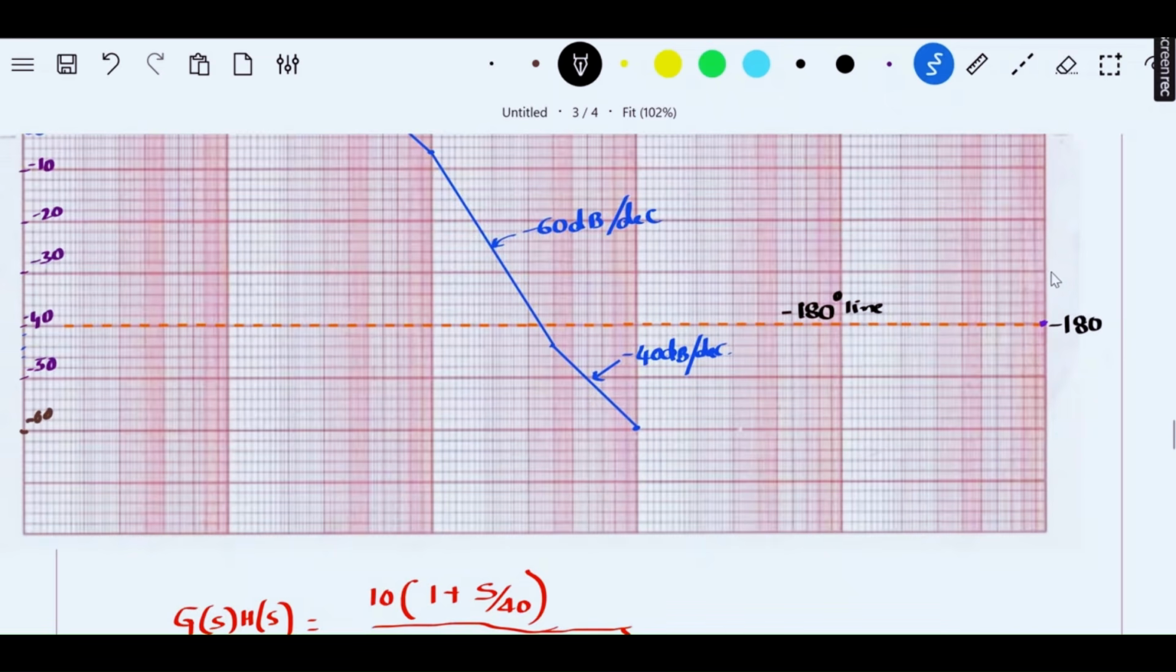Then the above values become minus 160, then minus 140, minus 120, and so on. Below, it becomes 200, then 220, 240, and so on. Now let me go with the frequency and omega values.